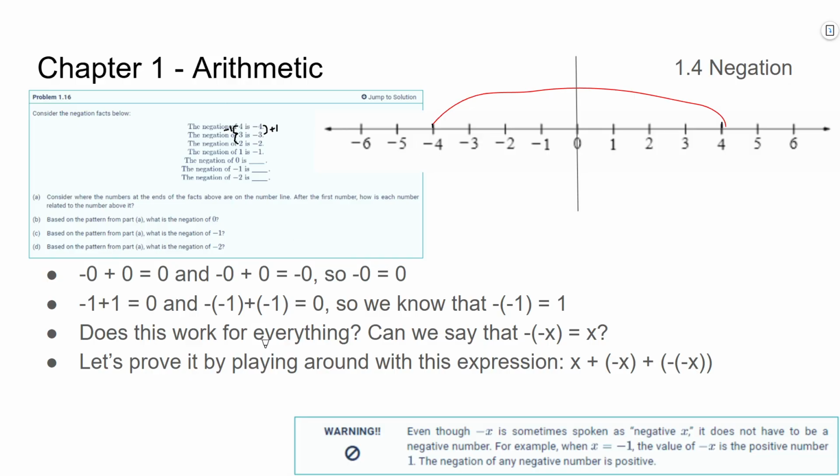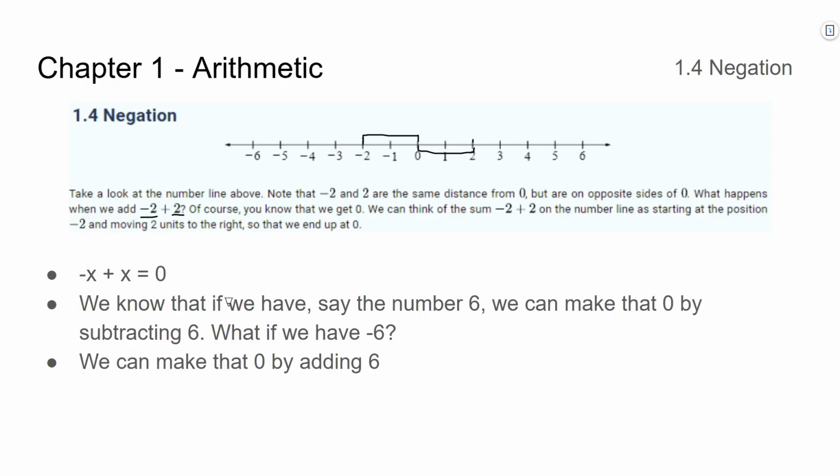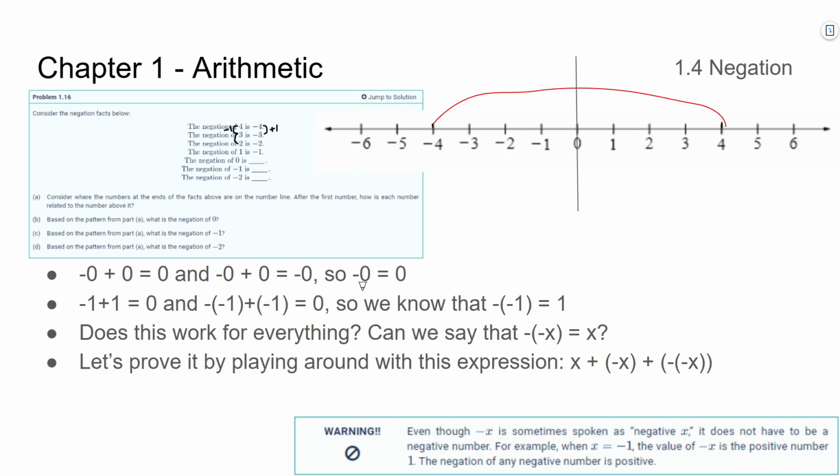All right, so let's think about this for a second. We know a couple of facts here. We know that right here, -x plus x equals 0, right? So we know that -0 plus 0 should be 0, because that's what negation is. That's what we said negation is. A negative something plus the positive something is going to equal 0. So we know that this is true, right?